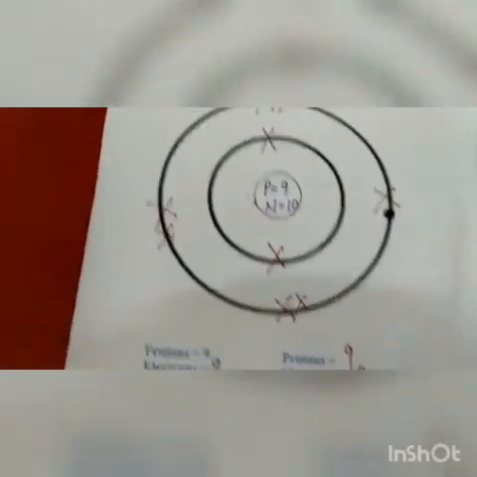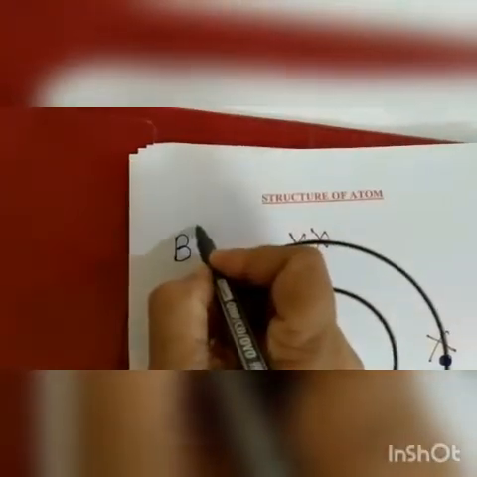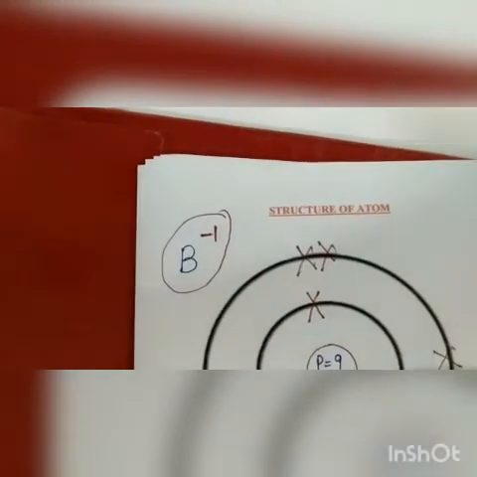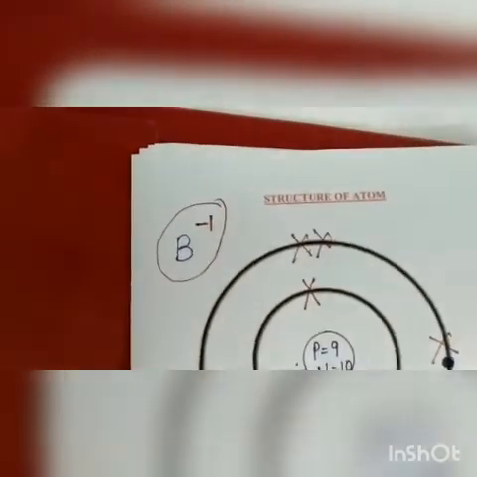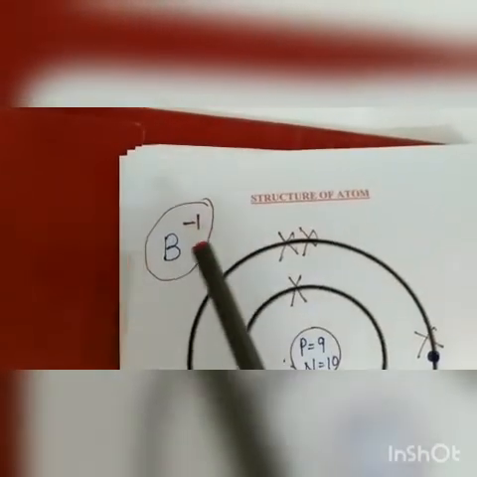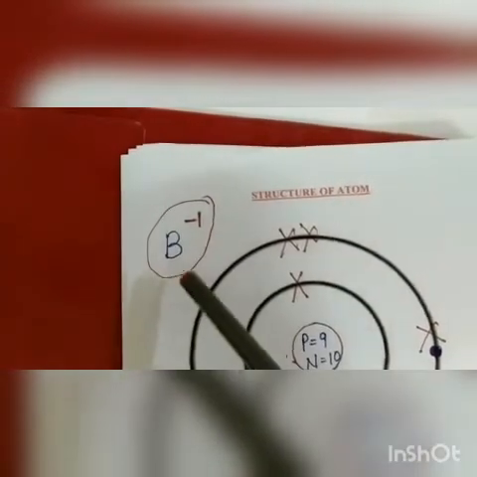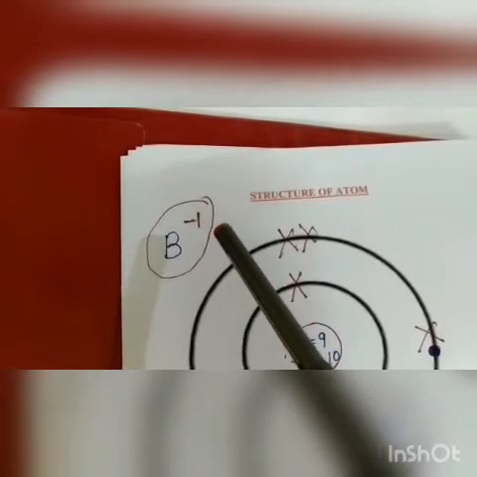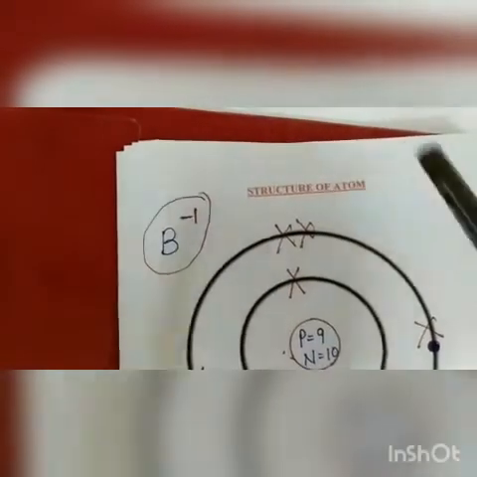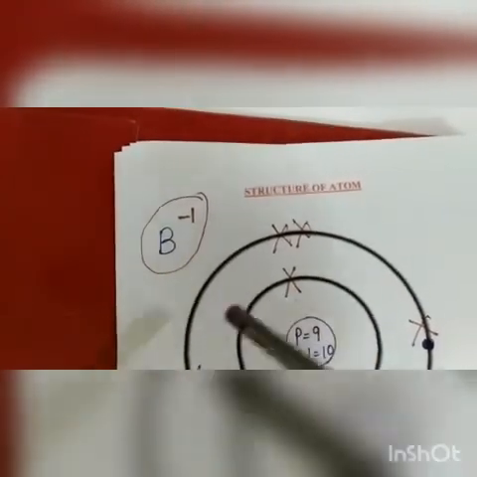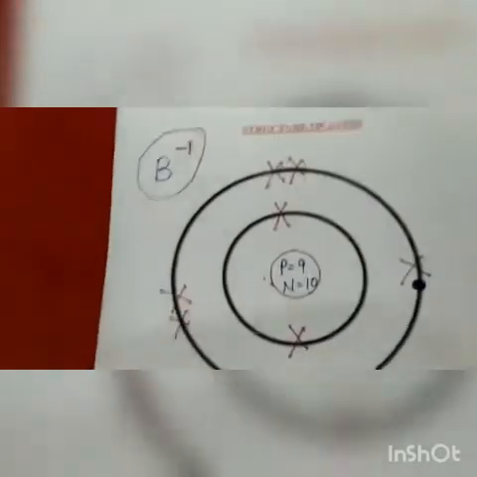Now this atom B will become B minus 1. It has a charge here and we call it an ion now. An atom having charge is called an ion. Because there is 1 extra electron, that is why it has got a minus 1 charge. So when the atom gains an electron, it acquires a negative charge. If the atom gains 1 electron, it will be minus 1. If it gains 2 electrons, it will be minus 2. If it gains 3, it will be minus 3, and so on.